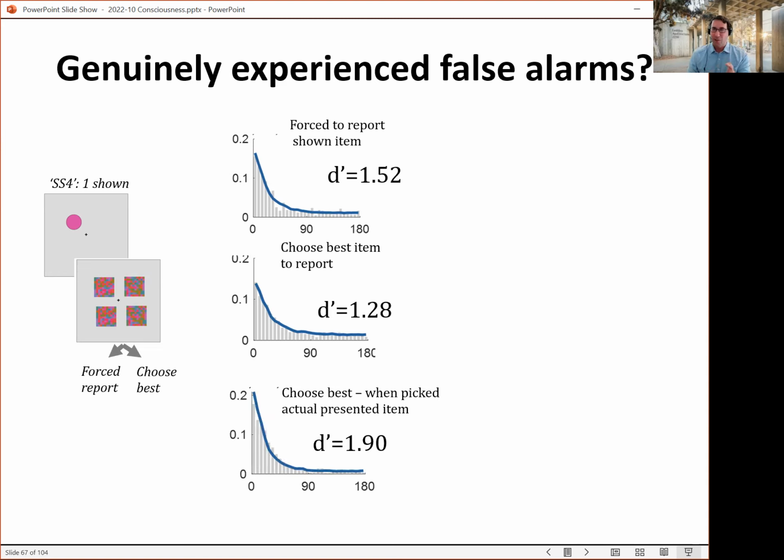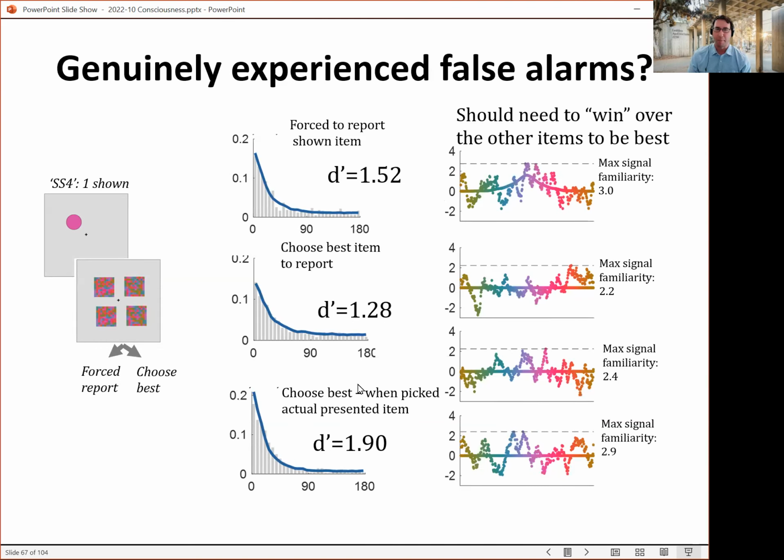And then the really interesting part here is what happens when we ask them to choose their favorite item and they actually pick the presented item as their strongest? Well, what we would predict is that this should actually be better than when we force them to report that item. And that's because they're only going to choose it as their best item if it actually was stronger than all these D prime 0 items, right? If these are genuinely competing with it in memory, then when they choose this as their strongest, it should be because it had a good representation, better than these other ones that didn't exist that they were checking. And that is what we find.